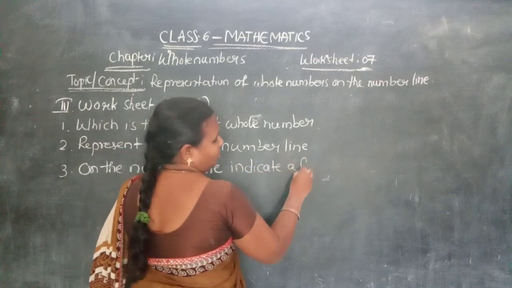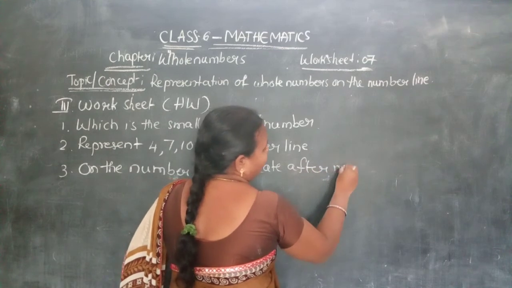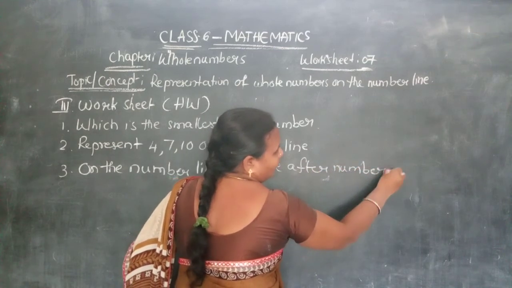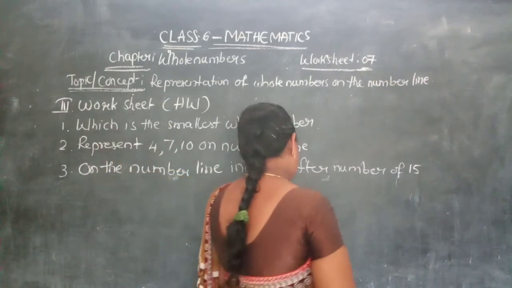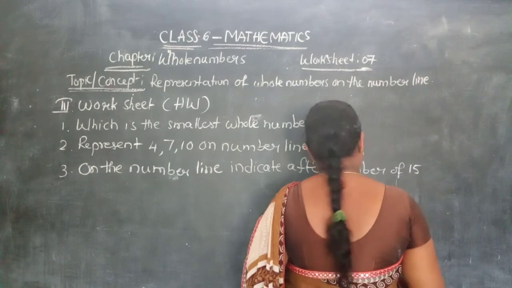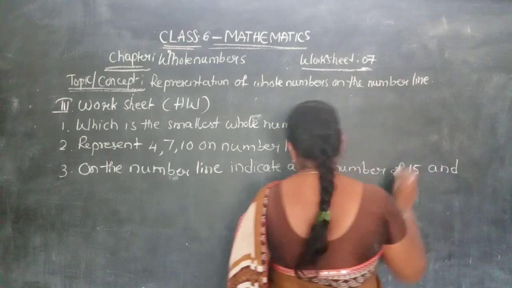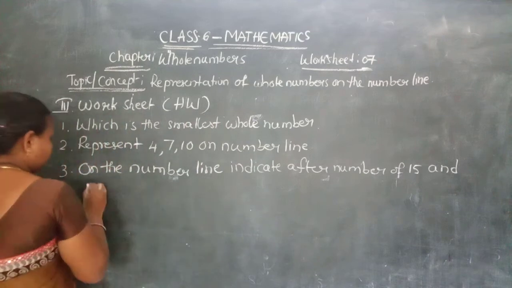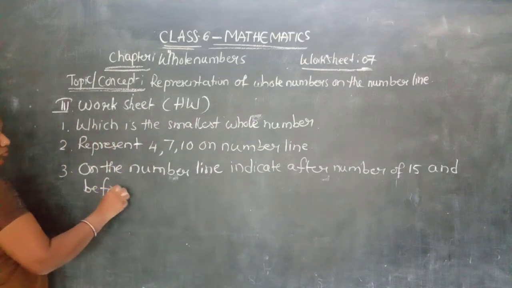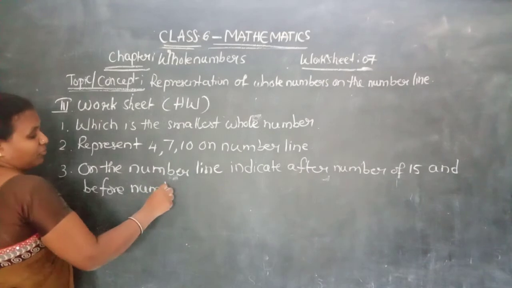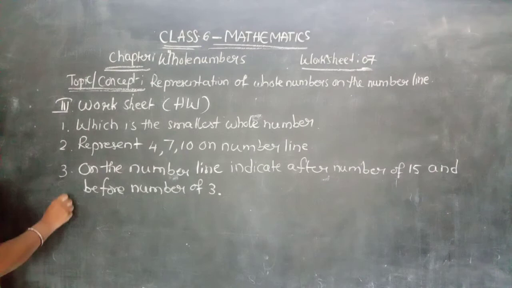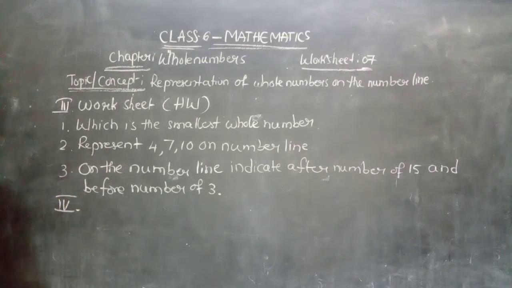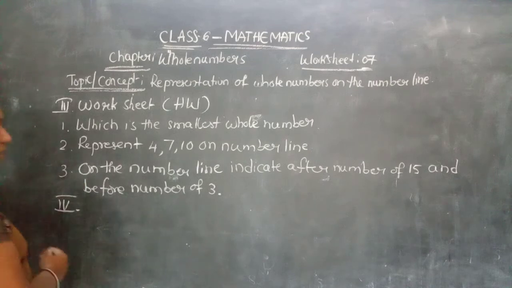Indicate the number after 15, that means successor of 15, and the number before 3. The two you have to represent: after 15 and before 3.